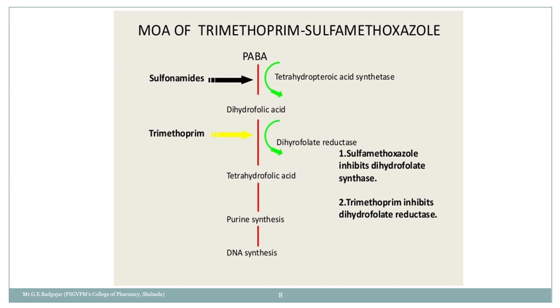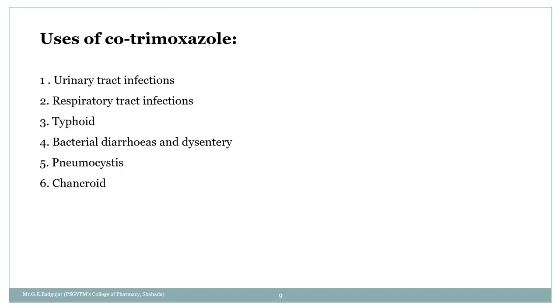Sulfonamides inhibit the conversion of PABA to dihydrofolic acid by inhibiting the activity of dihydropteroate synthase, while trimethoprim inhibits the conversion of dihydrofolic acid to tetrahydrofolic acid by inhibiting the enzyme dihydrofolate reductase. So by inhibiting both these enzymes, that is synthase and reductase, these drugs inhibit DNA synthesis and inhibit the growth of bacteria. So they produce a synergistic effect when used in combination.